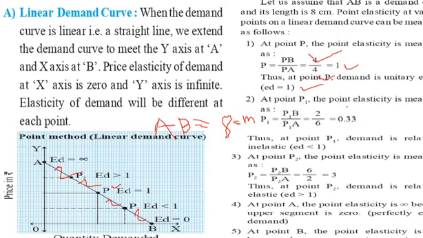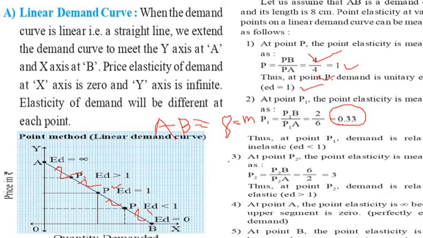Next, at point P1, the elasticity is measured as P1B divided by P1A. P1B means this portion, that is 2, and P1A, the upper segment, means 2 plus 2 plus 2, 6. So elasticity is equal to 2 upon 6, 0.33. Thus at point P1, demand is relatively inelastic, or elasticity of demand is less than 1.